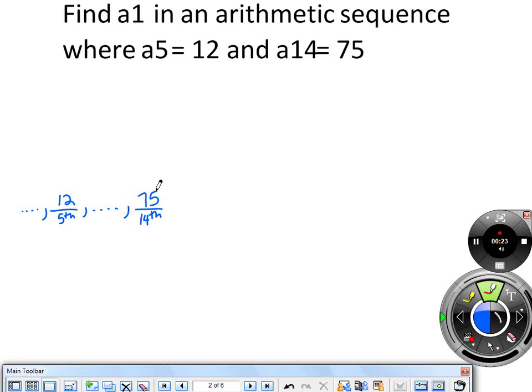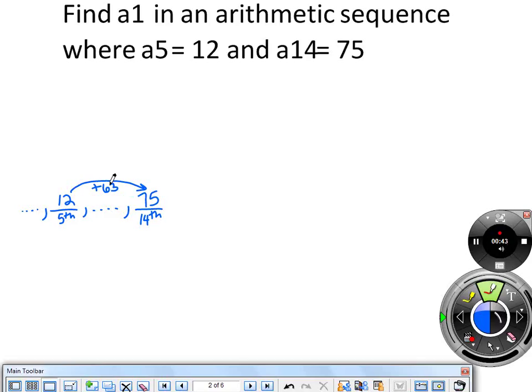And you know it's arithmetic. So you know that some common difference was used along here to take 12 to 75. For 12 to get all the way to 75, it would have to increase, let's see, 75 minus 12 by 63.